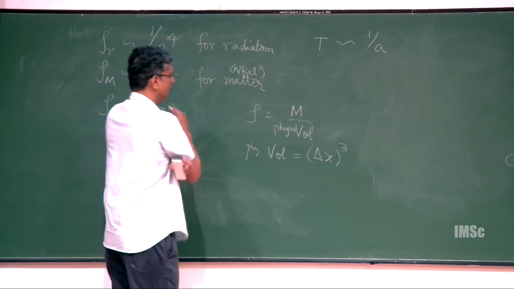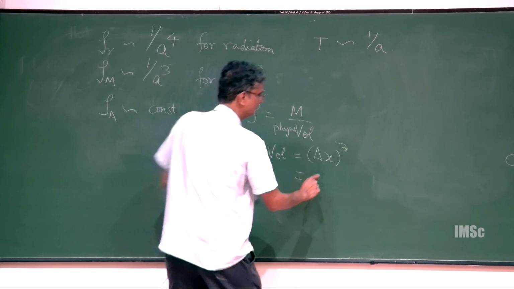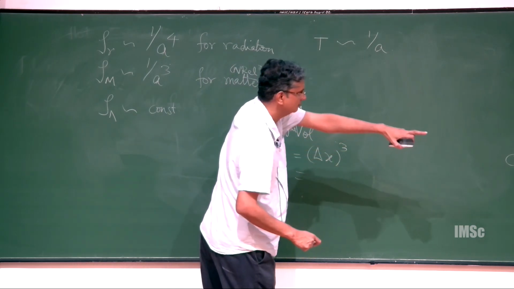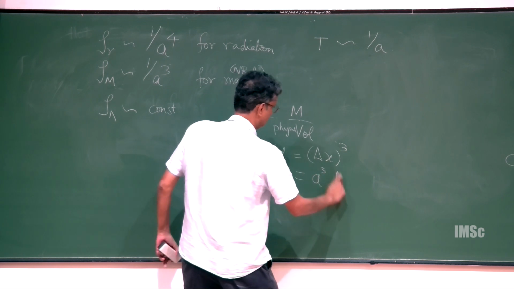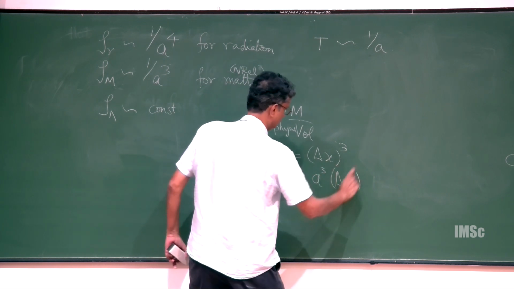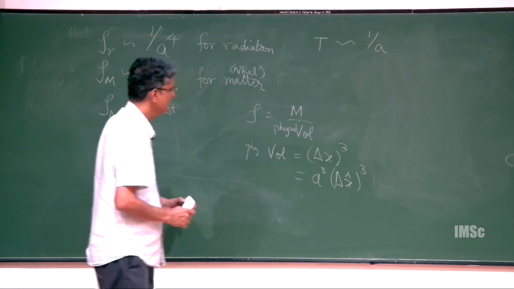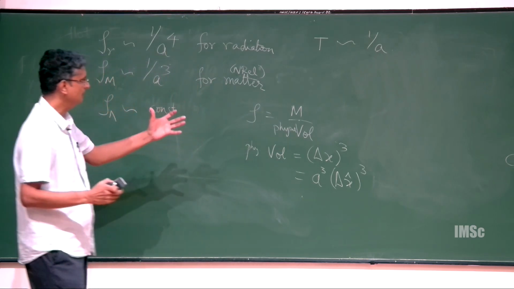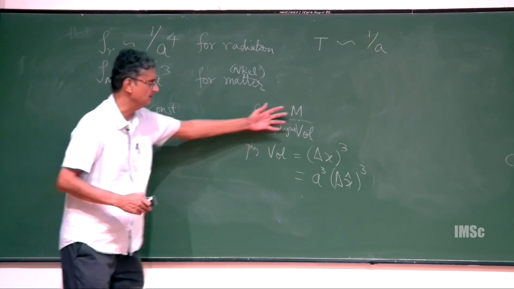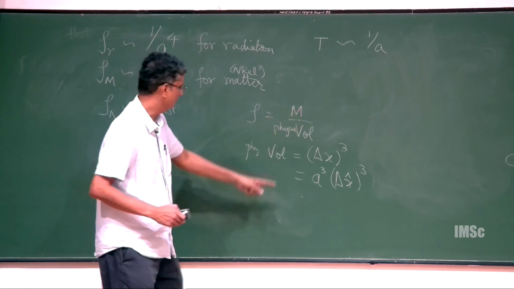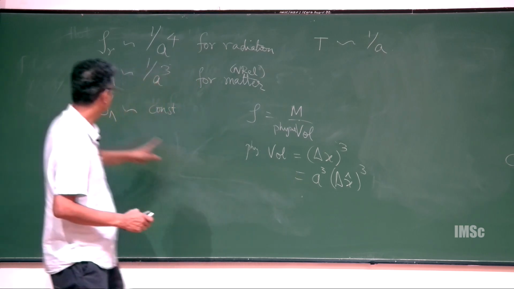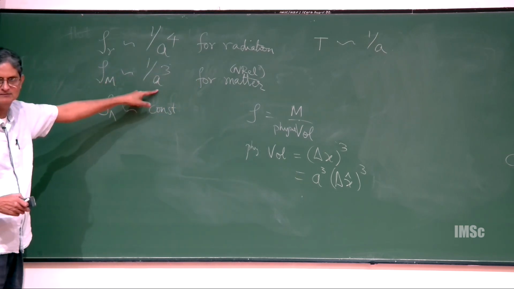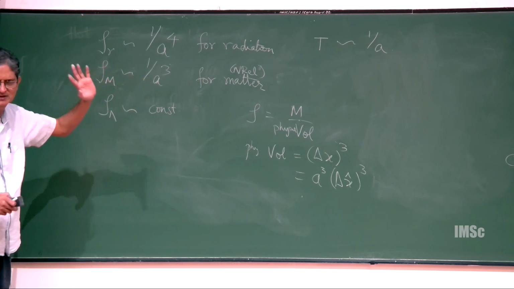And now if that is the case, then in terms of co-moving things, it will look like this will be a cubed delta x hat cubed, right? So if I have some mass density, and the physical volume itself is scaling like a cube, then the density will scale like 1 over a cubed. Right? That's all this is saying.